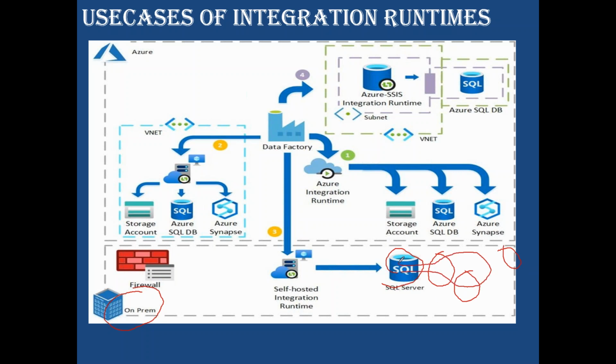If you want to connect to any of these things, we need a self-hosted IR, because on-premise is not a cloud, right? It is outside of the cloud. So to connect to the on-premise means our own environment where we are maintaining the servers, we are hosting the SQL server databases, all those things in our organization or in our home. To connect to such type of servers and all, we need a special integration runtime called self-hosted integration runtime.